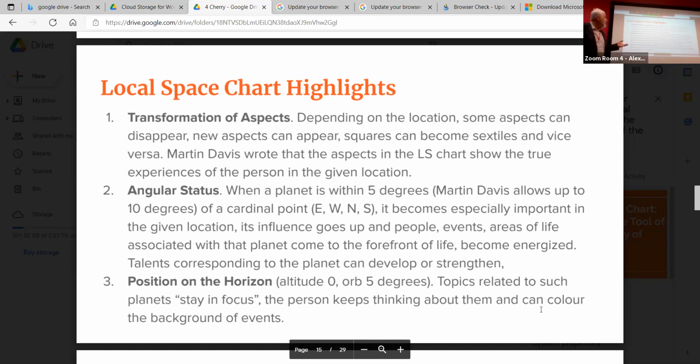The next important factor, the position on the horizon. When the altitude of the planet is 0 or close to 0, within 5 degrees, topics related to such planets stay in focus, Michael Levine says. The person keeps thinking about them, and that planet can color the background of events in this location. It's like, look, you're looking around and you see some tree or some house always there in front of you on the horizon. You can't stop thinking about it. Whatever you do, wherever you go, it's still there. This is like a planet on the horizon. It just makes you think about this topic all the time.